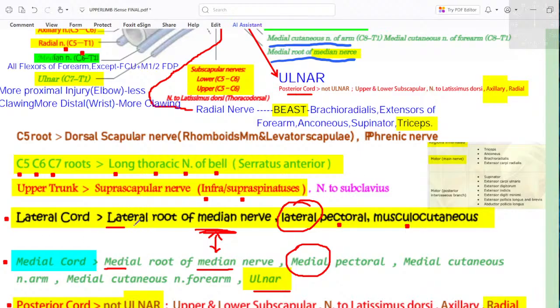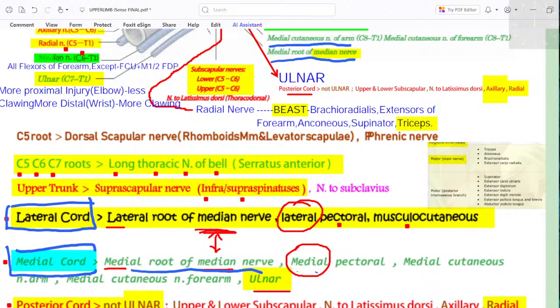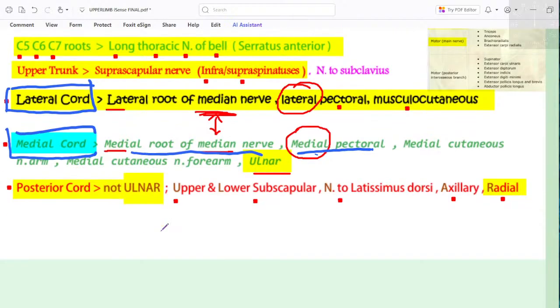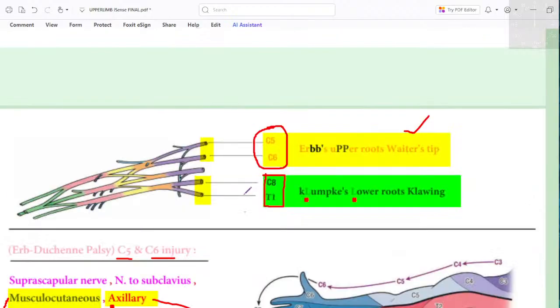Lateral cord, we have the lateral root of the median nerve, lateral pectoral nerve, and musculocutaneous nerve. From the medial cord we have the medial root of the median nerve, medial cutaneous nerve, and medial pectoral nerve. Now posterior cord: upper and lower subscapular nerve, nerve to latissimus dorsi, axillary nerve, and radial nerve.